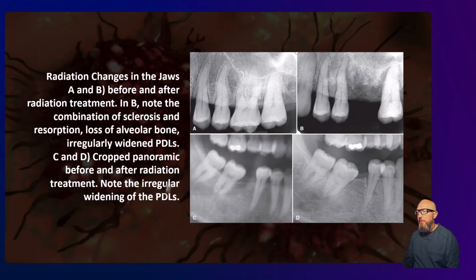So some examples of that. This is pre and post radiation treatment. See how the PDL spaces look nice and uniform, normal bone. And then it just has this mixed appearance. If I just saw this image, my mind immediately would go to osteosarcoma. Just this kind of mixed moth-eaten appearance. The widening of the PDL space, it just looks bad, looks very foreboding.